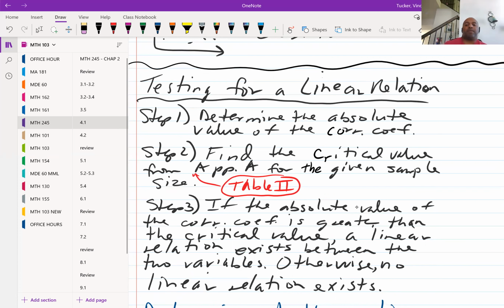Step three, if the absolute value of the correlation coefficient is greater than the critical value, a linear relation exists between the two variables. Otherwise, no linear relation exists. Give you a chance to copy those instructions and then we'll walk it out.